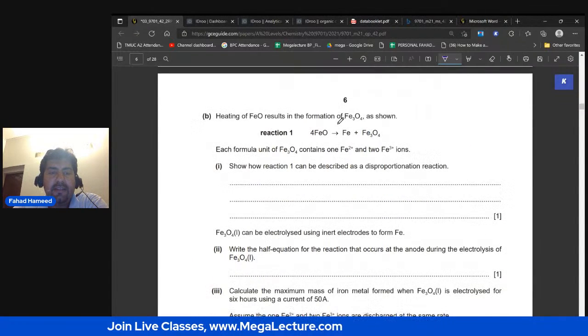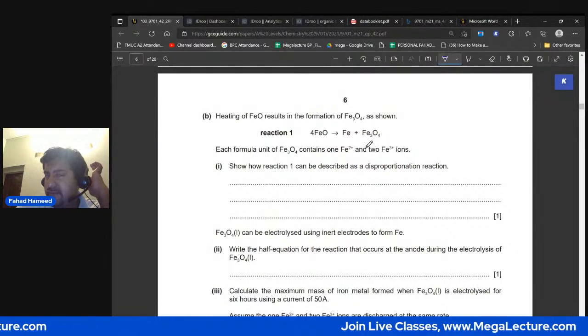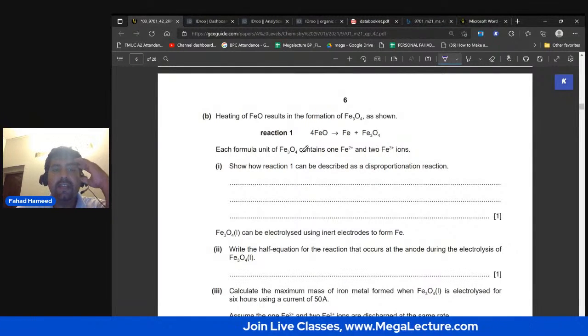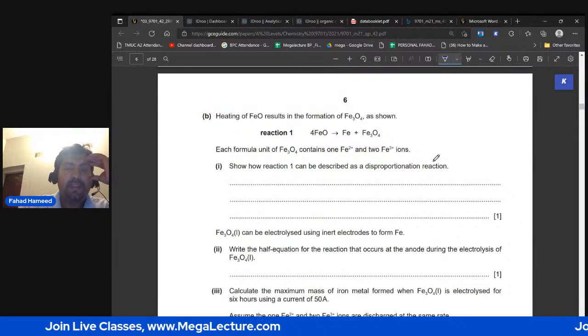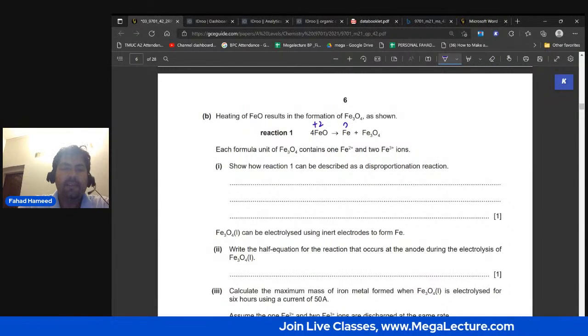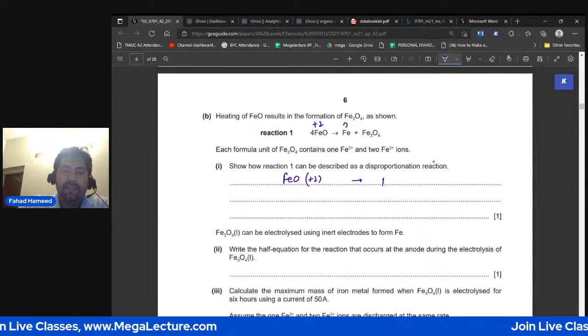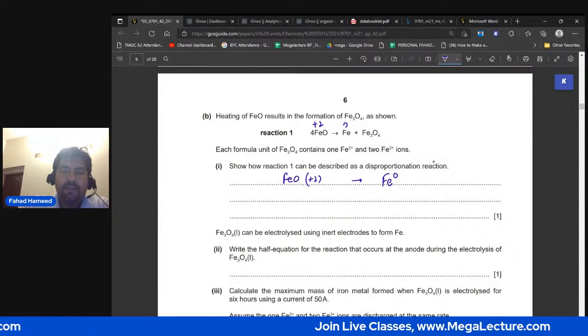Now, the next part is heating FeO results in the formation of Fe3O4 as shown. Each unit of Fe3O4 contains Fe plus 2 and 2 Fe3 plus ions. Show how the reaction 1 can be described as disproportionation. It can be described as disproportionation because Fe goes from plus 2 over here, in FeO, to Fe, which has an oxidation state of 0.